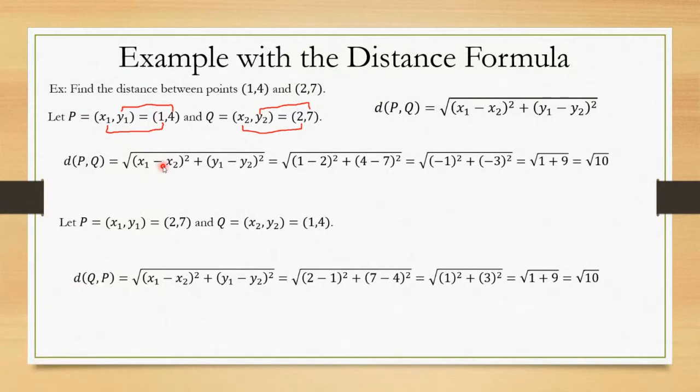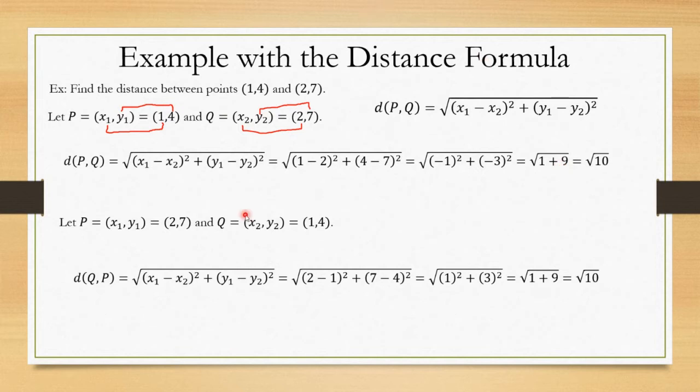So from here, x1 is 1, x2 is 2, so 1 minus 2 squared. y1 minus y2, 4 minus 7 squared, which is the square root of negative 1 squared plus negative 3 squared, which is the square root of 1 plus 9, square root of 10. So that is what we get.